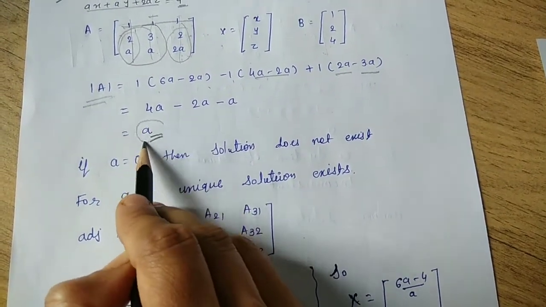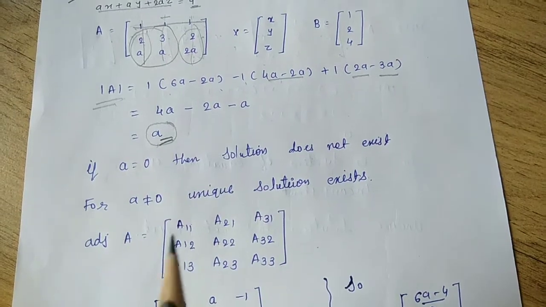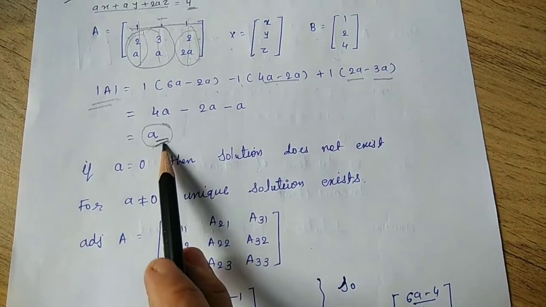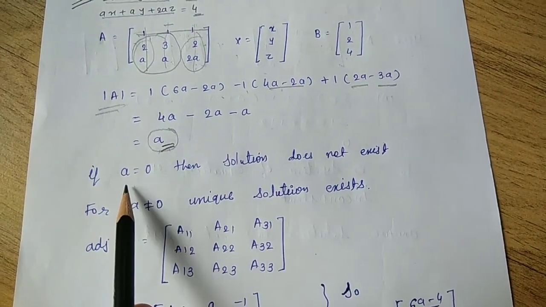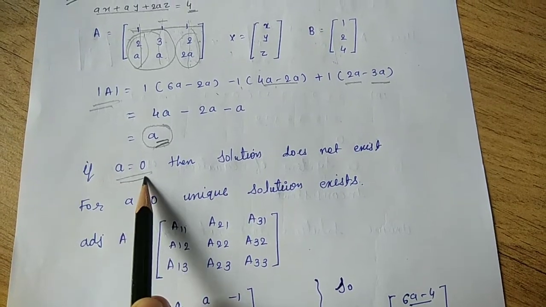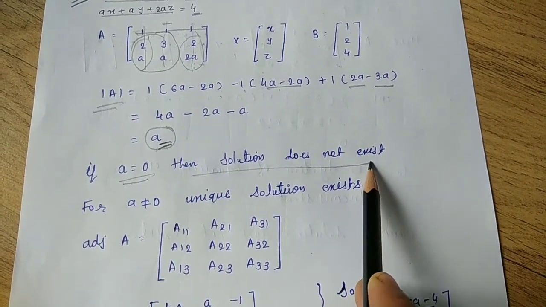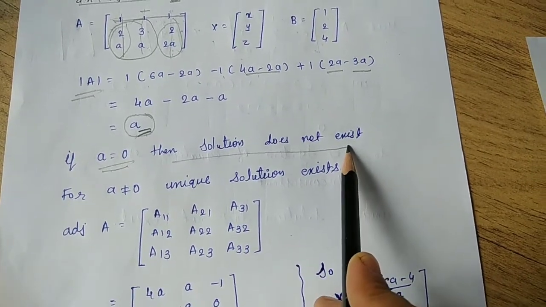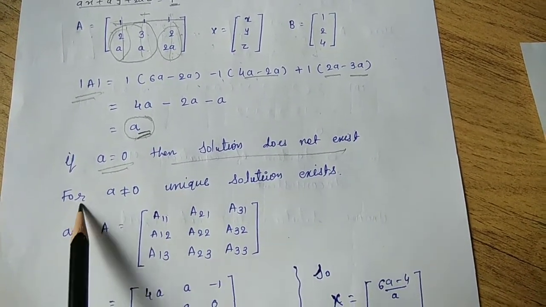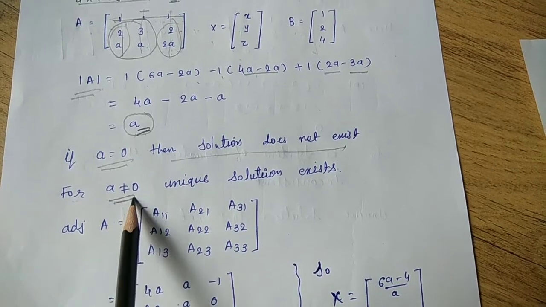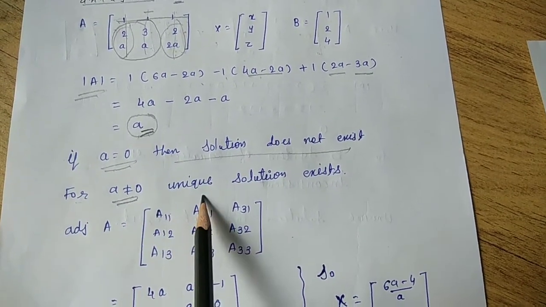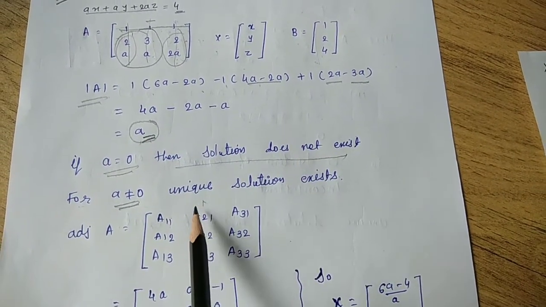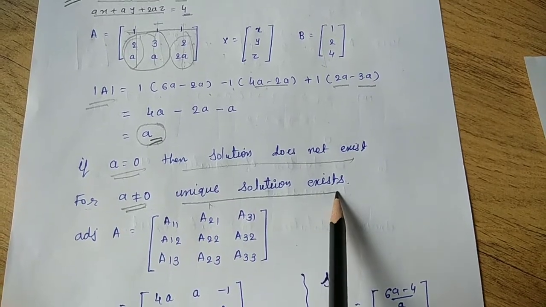Now here a is an unknown value. क्वेश्चन में हमें a के ऊपर कोई कंडीशन नहीं गिवन है, तो हम लिखेंगे क्या? Here if a is equals to 0, then solution does not exist. Or we can say system of the equation is inconsistent. For a is not equals to 0, system of equation is consistent and unique solution exists.